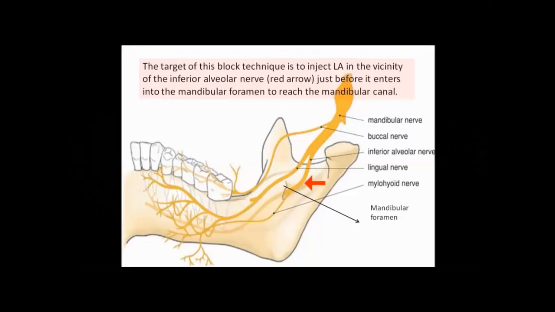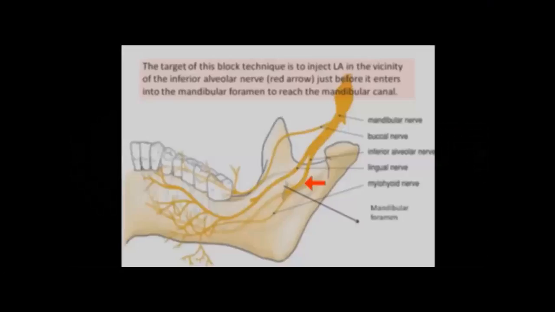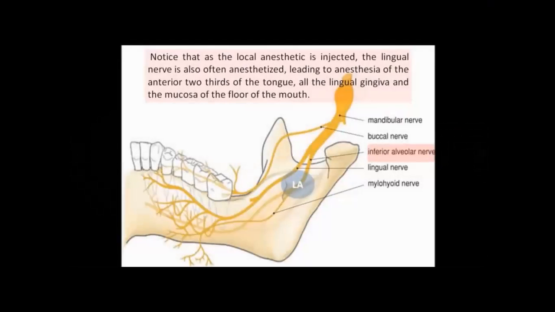The target of this block technique is to inject local anesthetic in the vicinity of the inferior alveolar nerve just before it enters into the mandibular foramen to reach the mandibular canal. This image shows the local anesthetic after it has been injected. Notice that some of the local anesthetic also diffuses to the nearby lingual nerve. So many patients will manifest anesthesia of the anterior 2/3 of the tongue. All the lingual gingiva and the mucosa of the floor of the mouth are supplied by the lingual nerve.